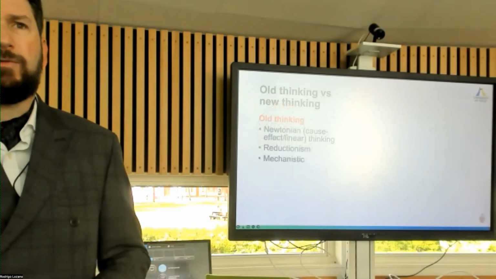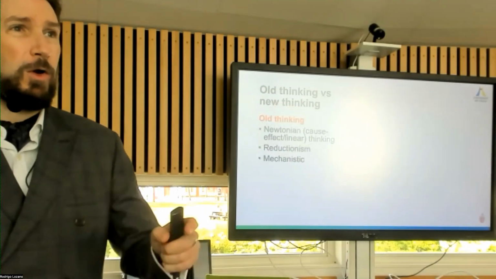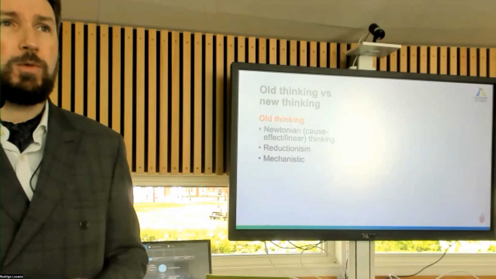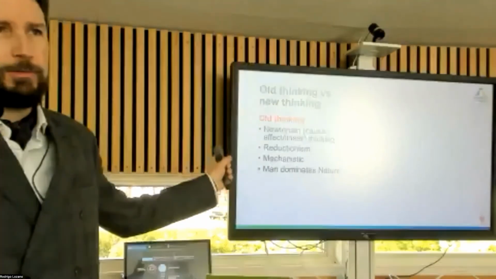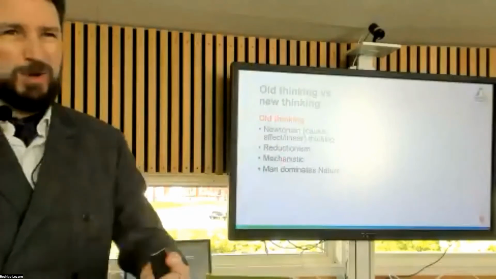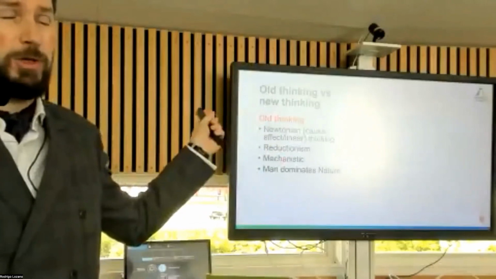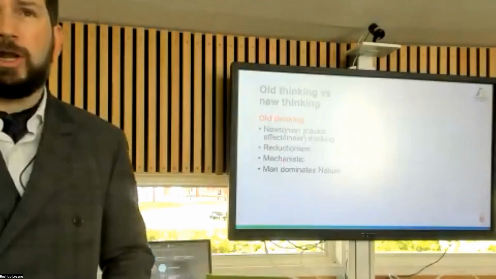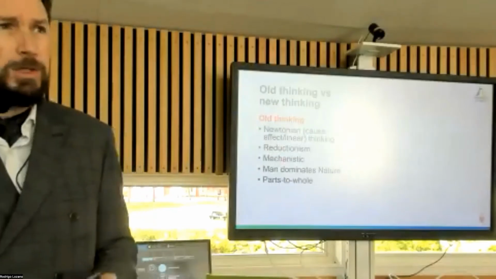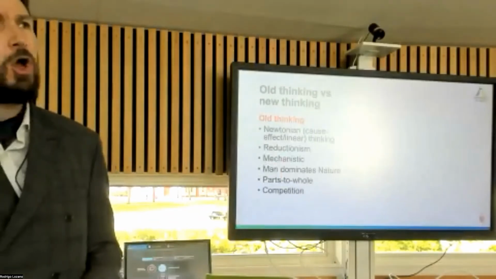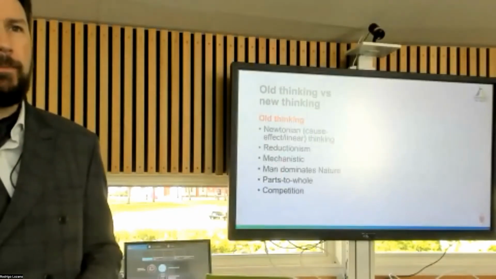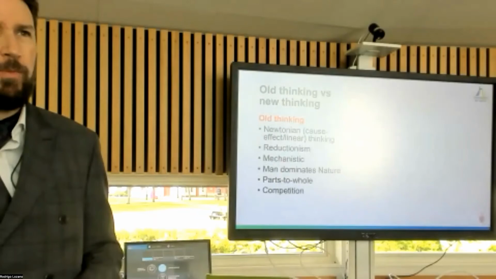Okay? We have mechanistic approaches. Technology is going to solve all the problems of the world. Man, should I say person, dominates nature, but it's usually man. The old thinking is pretty much man conquering nature. We see the parts, from the parts we put in the elephant. We have competition. Yesterday in the fish game, you were kind of competing in the beginning.